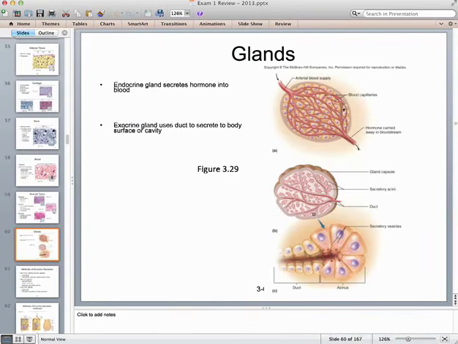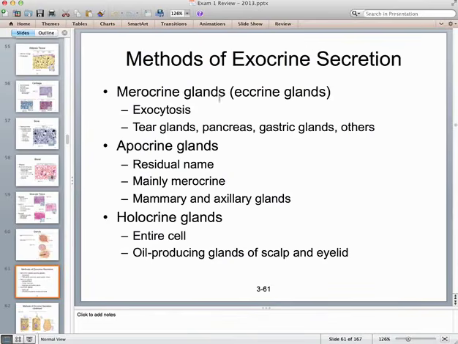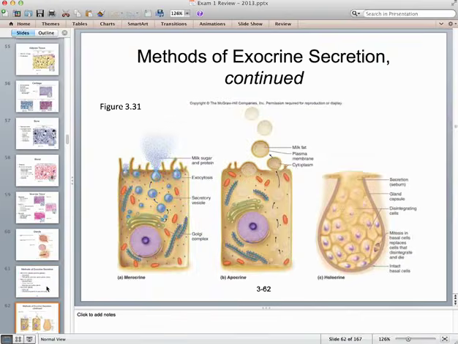Glands comes up here and there. We'll talk about different types of excretion, or secretion, I should say. Merocrine glands, they excrete through exocytosis, and here's some examples of that. Apocrine glands, I wouldn't really worry about this. It's not really used as much anymore. And then holocrine glands, understand how they do their secretion. And here's just an image of that.